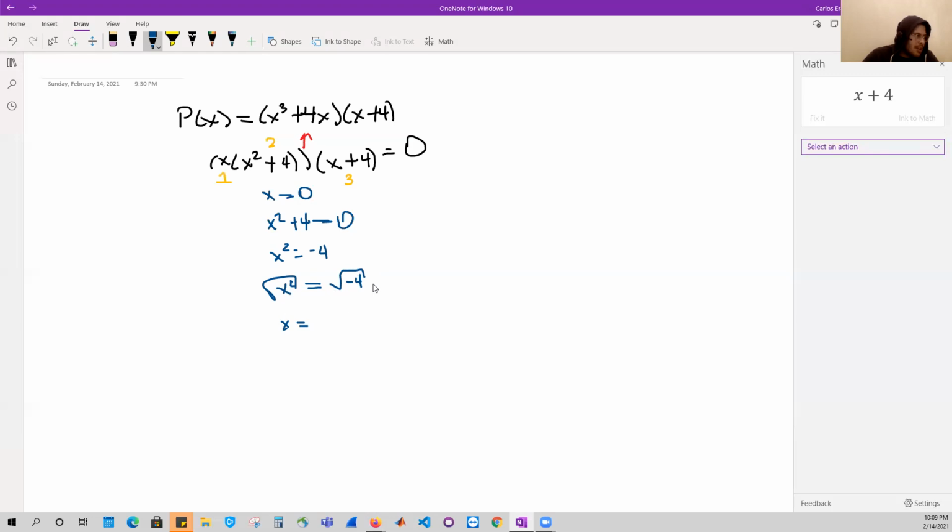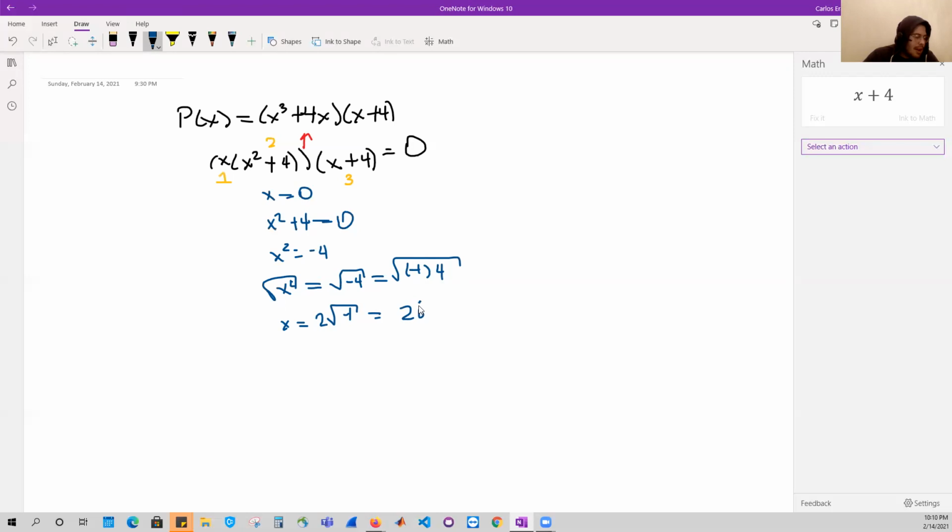We can actually rewrite this one as the square root of minus 1 multiplied by 4, right? We do know the square root of 4 is equal to 2. And this is the square root of minus 1. And the square root of minus 1 can be rewritten as i, so it becomes 2i. I don't know if you're familiar with this concept. I think you are.